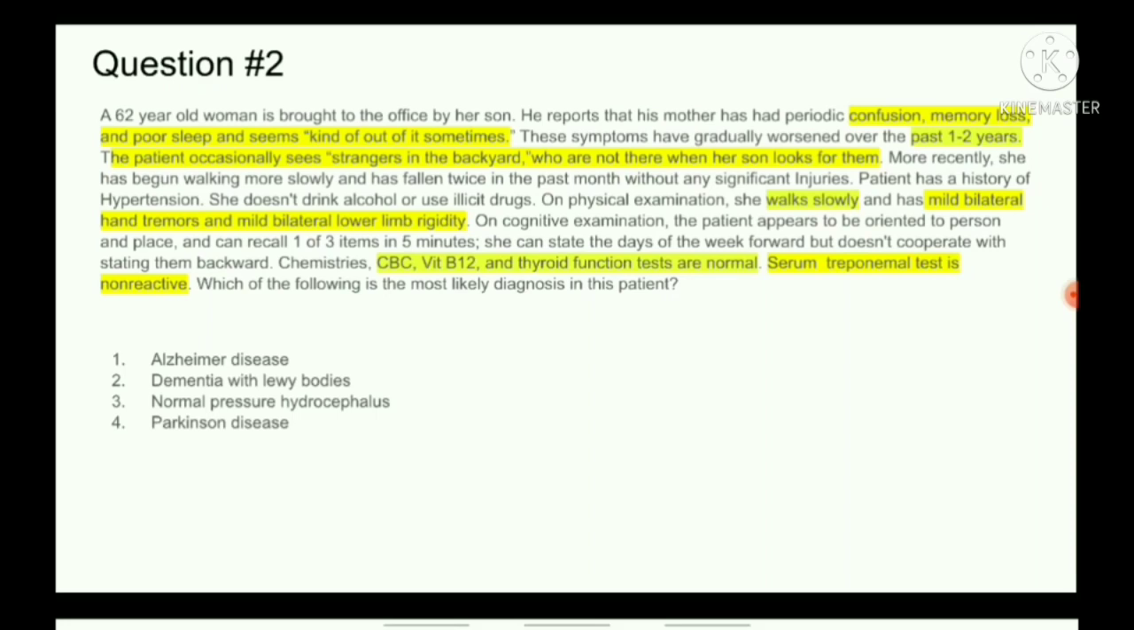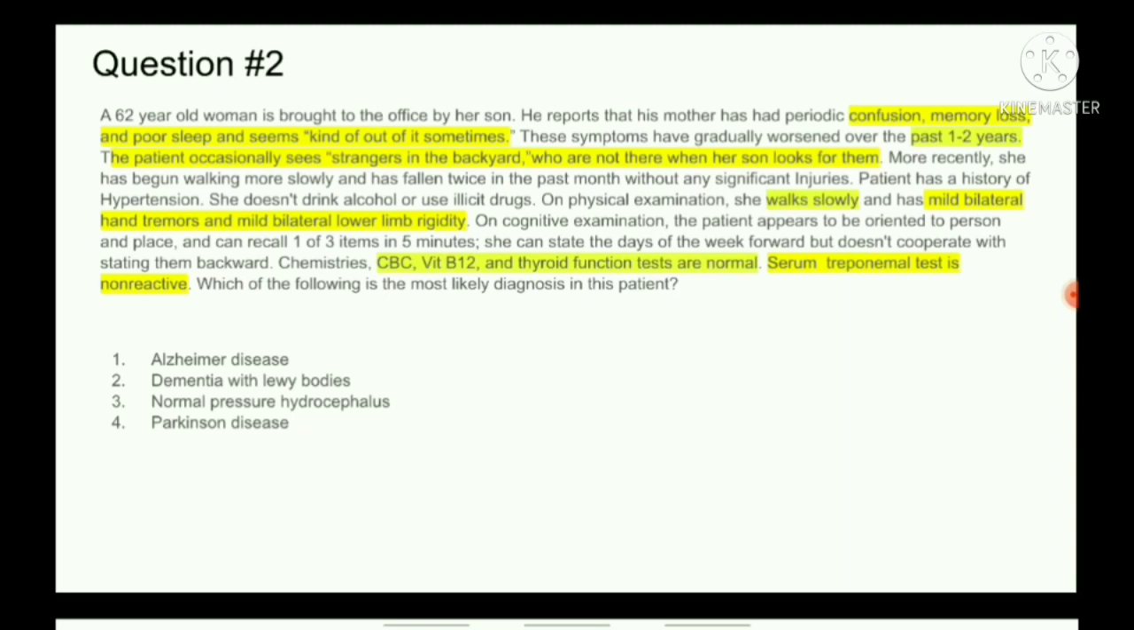In this question stem, patient is a 62-year-old woman. She has confusion, memory loss. Patient hallucinates, and these symptoms have worsened over the past 1 to 2 years.